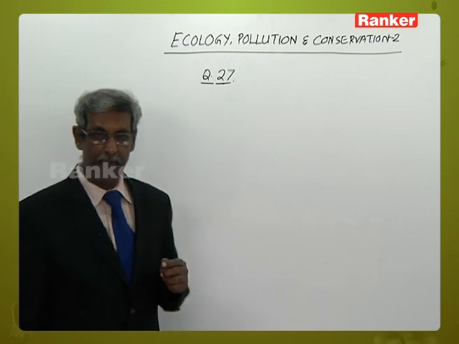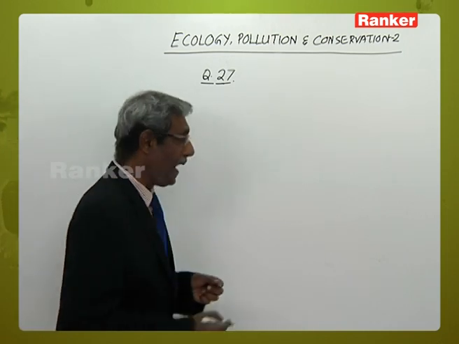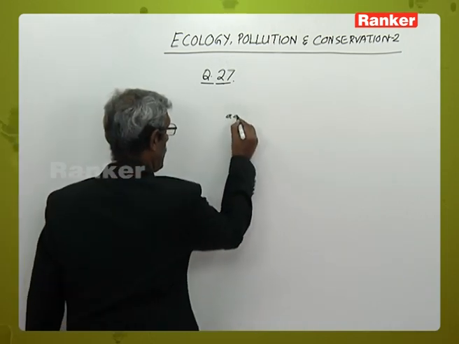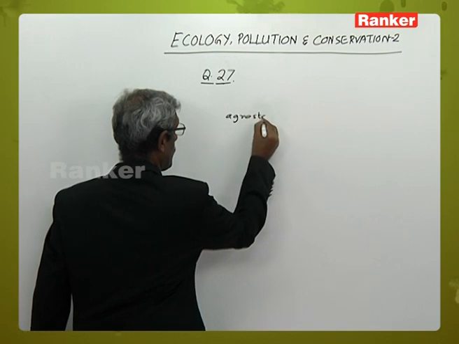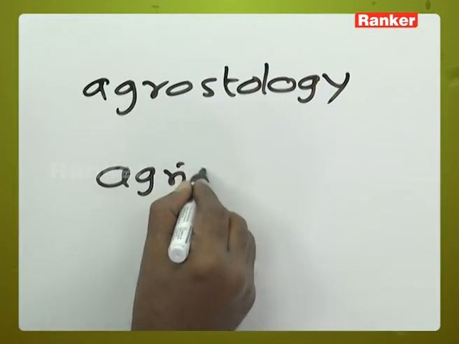Question number 27. Which of the following is an agrostologic method of soil conservation? A. Basin listing. B. Terracing. C. Dry farming and mulching. D. Growing cynodon between rows of crops. The meaning of the term agrostology means using an agricultural practice.